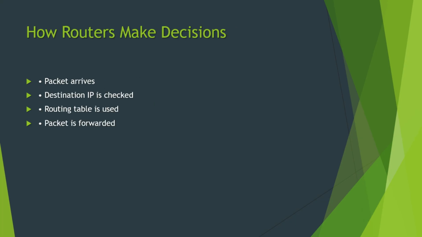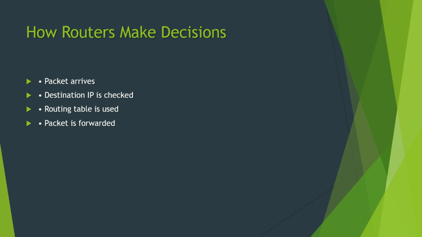Every router only cares about the next step, not the full journey. So instead of saying, go from Melbourne to Sydney in one go, a router says, send this traffic to that router, then that router decides the next step, and so on. This is called hop by hop routing. Each router is like a traffic officer or a GPS. It looks at the destination, checks its routing table, and sends the traffic in the right direction.